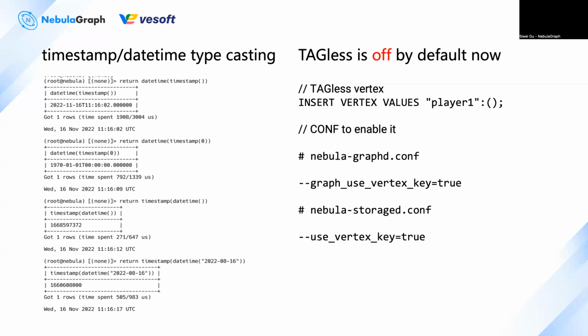So we listened to the users' voice and we changed it. Now by default, tagless is turned off. That means, as before, as you were doing in 1.0 and 2.0, if you drop a tag, those vertices with only one tag will be deleted. And these are the corresponding configuration flags here in graph and storage.